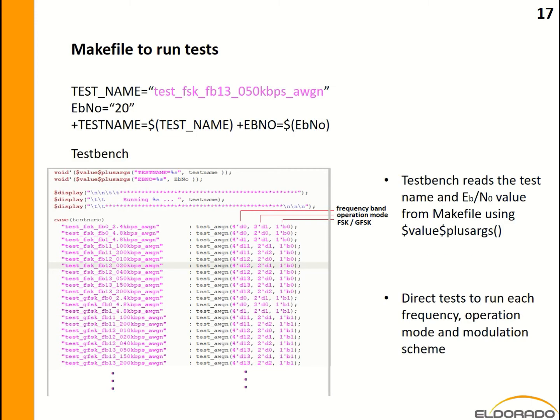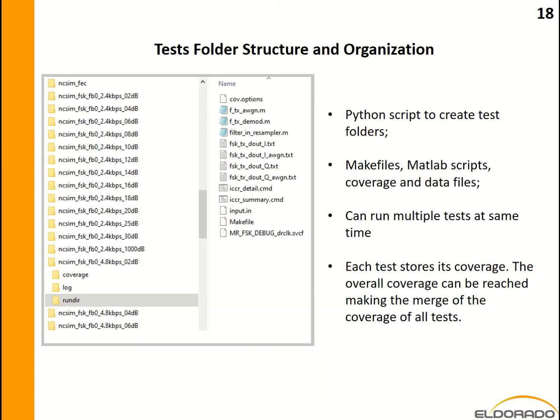To run a specific test, the test name is passed in a string at runtime from the makefile to the test bench. This is done by using the $value$plusargs SystemVerilog utility. It allows running multiple tests at the same time, depending on the maximum number of tool licenses available.